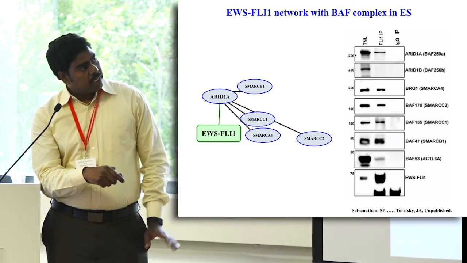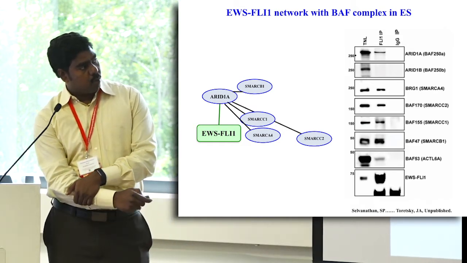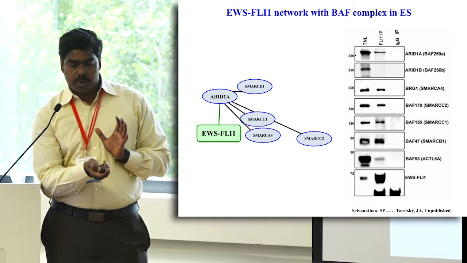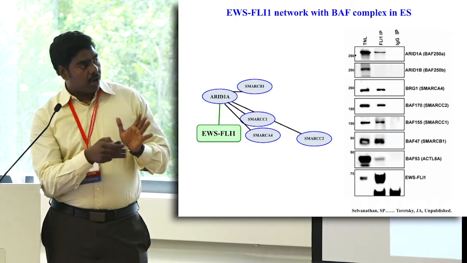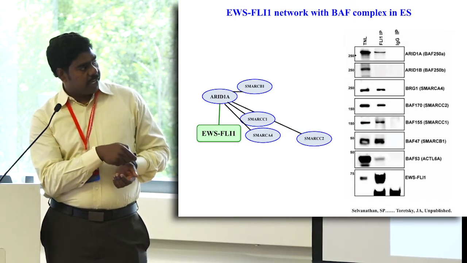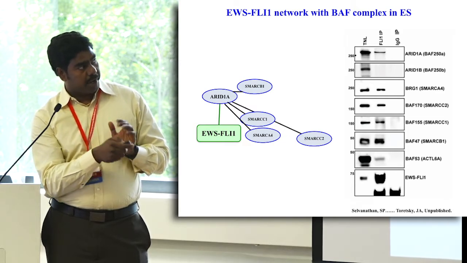It shows that it can pull down all the BAF proteins except ARID1B. ARID1A and ARID1B are mutually exclusive proteins. So at a given time point, either ARID1A or ARID1B is associated with the BAF complex. So this clearly indicates that EWS-FLI1 association with the BAF complex requires ARID1A.